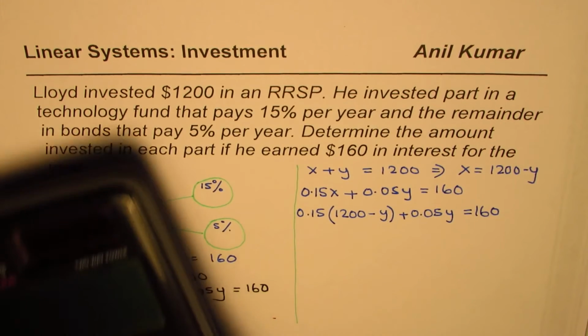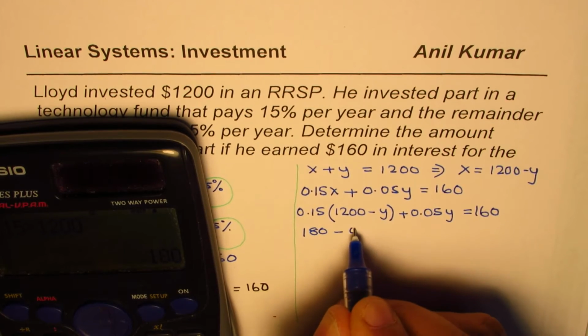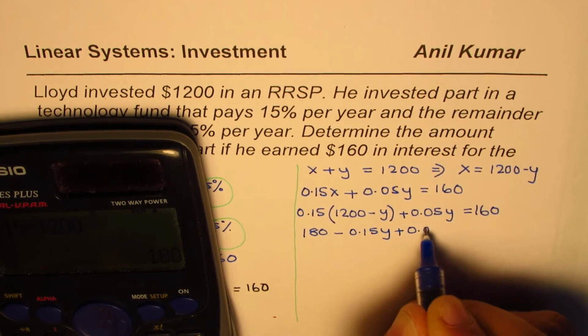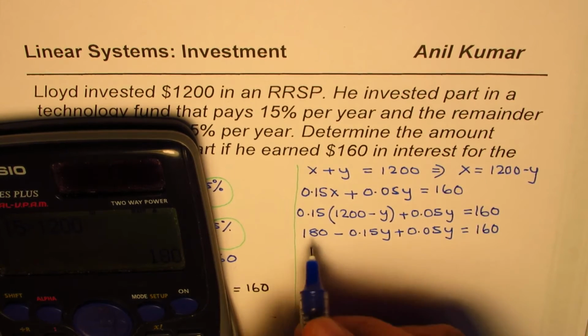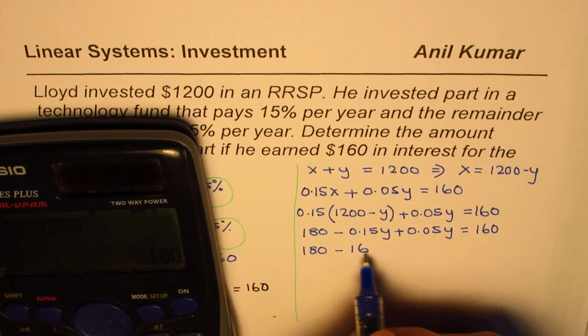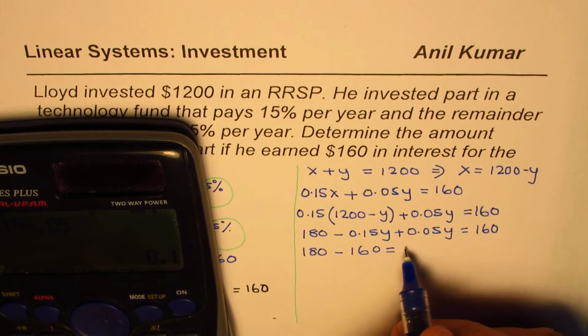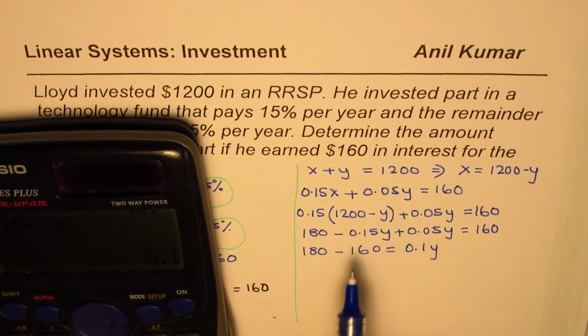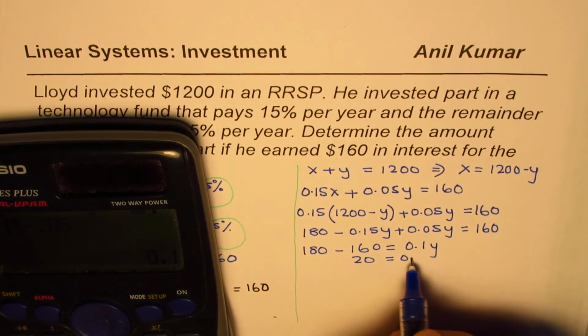Now we can take our calculator to do the calculation. Using the distributive property to open this bracket, 0.15 times 1200 gives us 180, minus 0.15y plus 0.05y equals 160. Now we'll bring 160 to this side. You can actually pause the video and solve for y. We take the y terms to the right side: 0.15 minus 0.05, which is 0.1, which is 0.1y. So we have done two steps here. This will give you minus 0.1y. We're taking it to the right side and 160 to the left side, correct? So that is 20 equals 0.1y.